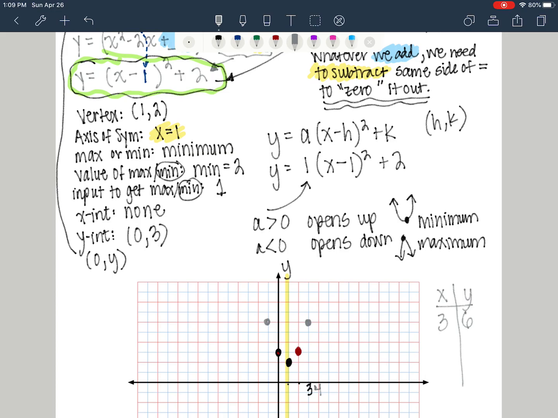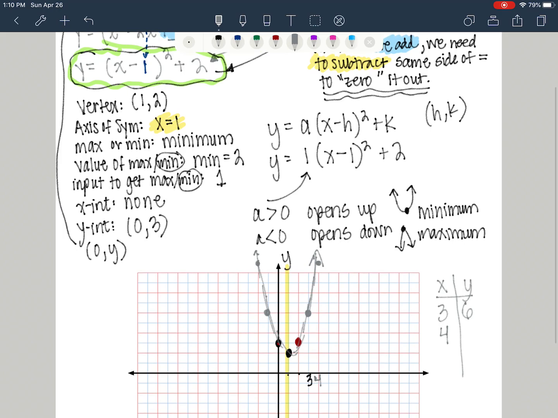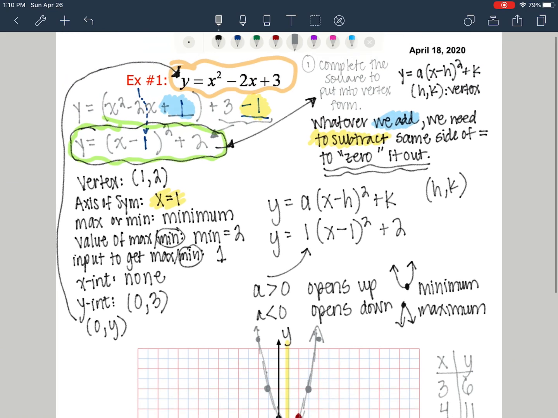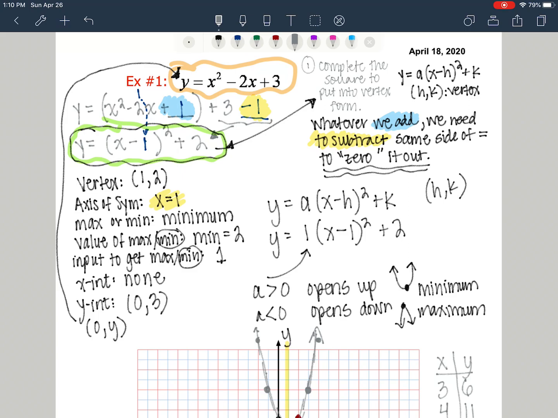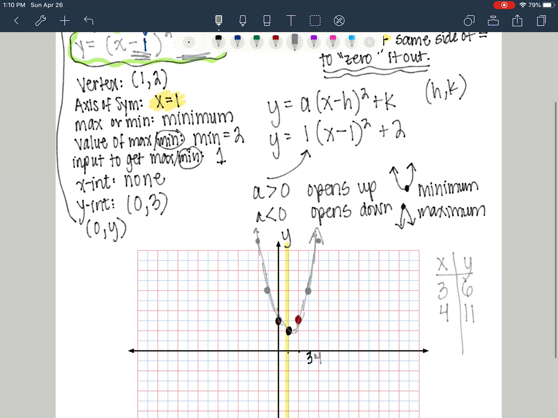Then I'm going to put a 4 in. When I put a 4 in, I get an 11 out, which is just off the grid, but that's okay. I'm going to kind of eyeball it. And then I'm going to draw my parabola. And that is the graph of our parabola. So we've shifted this using our translations. We've shifted right 1, up 2. So we took our standard graph and we took that point and we shifted it right 1 and then up 2. And then we drew our parabola.